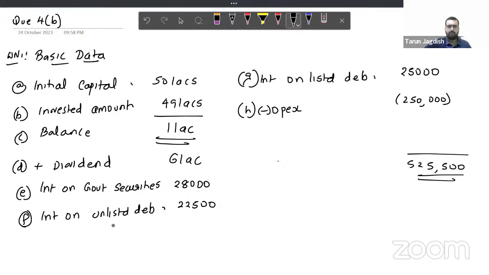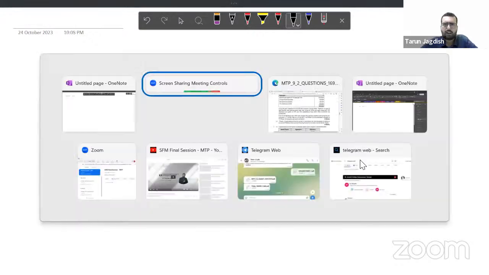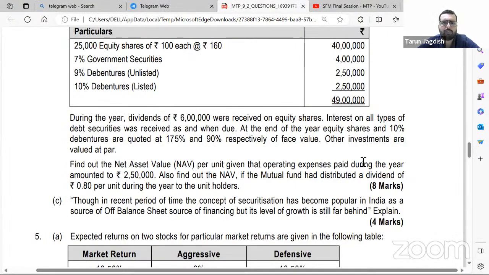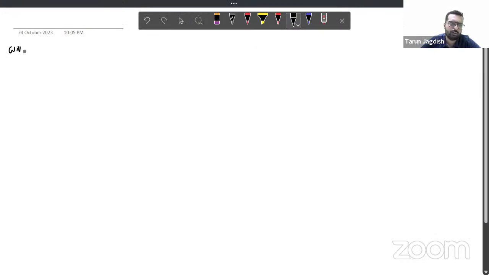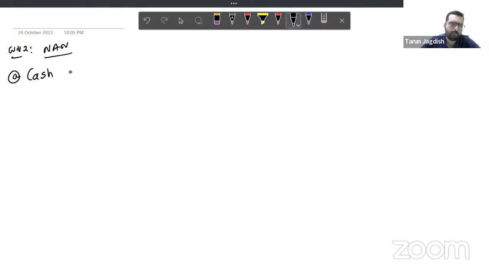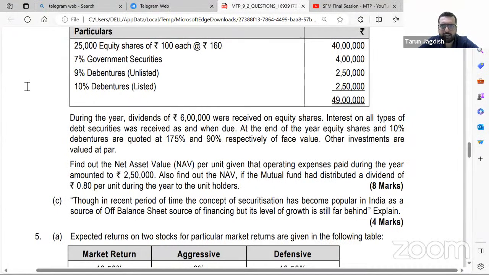All right, friends. I believe you're all done with this part. Can I go to the next one? Okay. So once you are done with the first part, now they have told we'll just find out the NAV. So working note number 2, NAV. Point number A will be what? Cash. What is the cash balance that you have? 5,25,500. Correct.